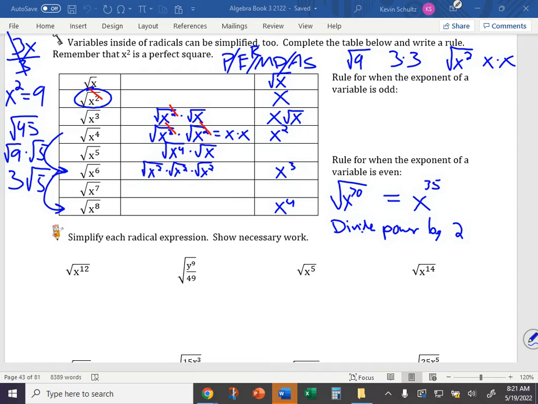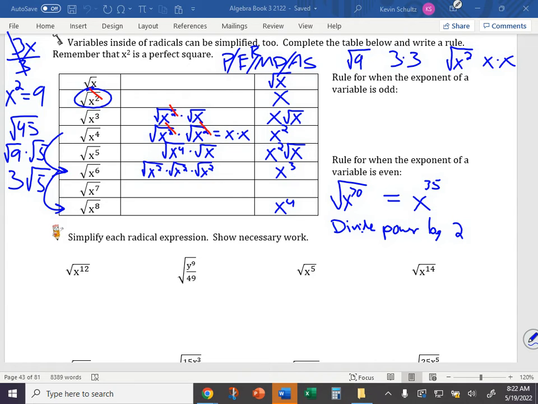Wait, so the answer is x squared and then the square root of x. So the simplified expression is x squared root x. Digest that a little bit.